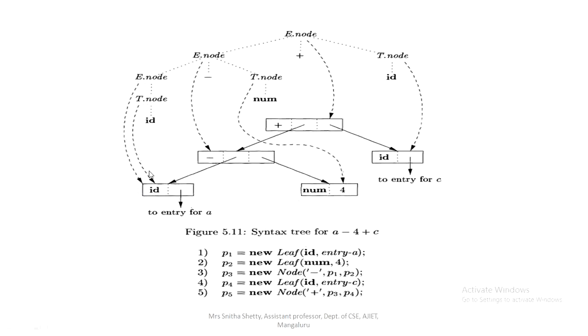I told you the value is shown with solid lines in a dependency graph, but I have not shown the solid lines here. You can draw the solid lines also, no problem, but here I've shown only the dotted lines. Here ID is reduced to T, T is reduced to E, num is reduced to T, so E minus T is E here. Next the identifier is reduced to a node. So this is the dependency graph using the pointer concept. These are P1, P2, P3, P4, which are the pointers. This is how we draw the dependency graph for the given grammar and the given expression a minus 4 plus c.